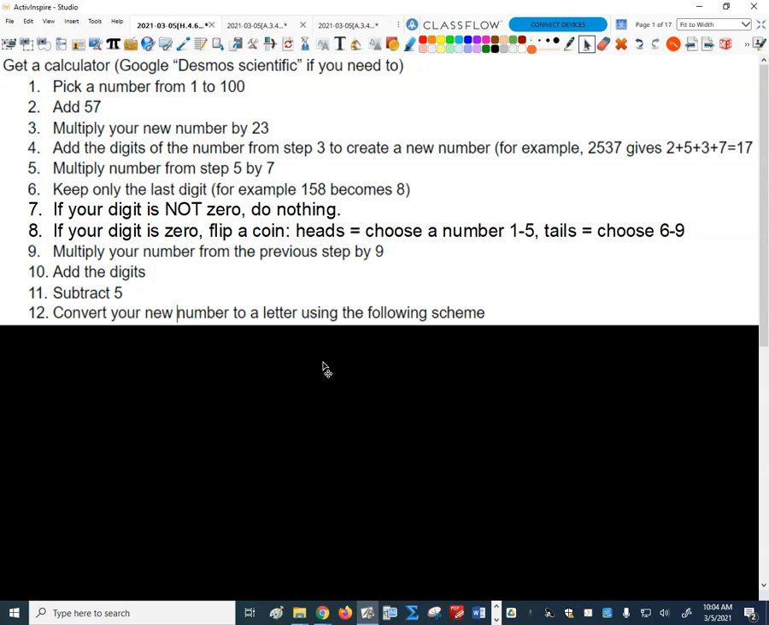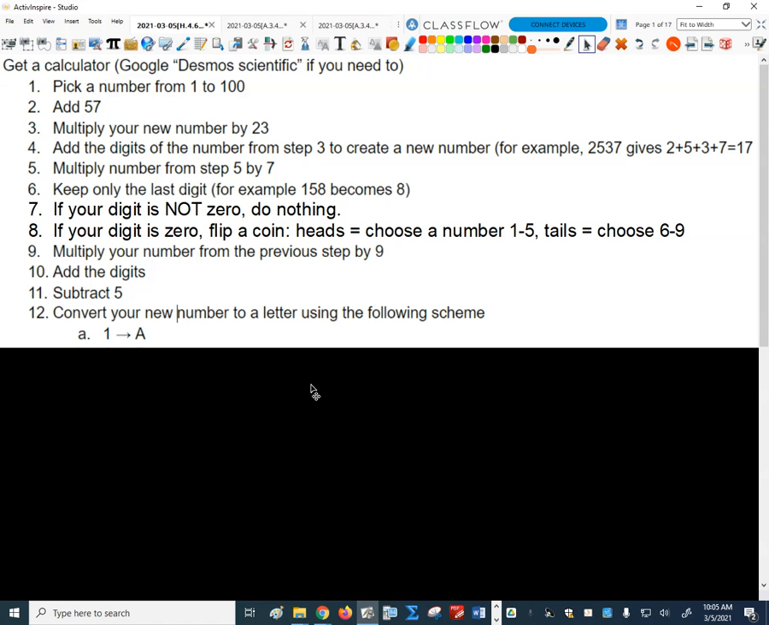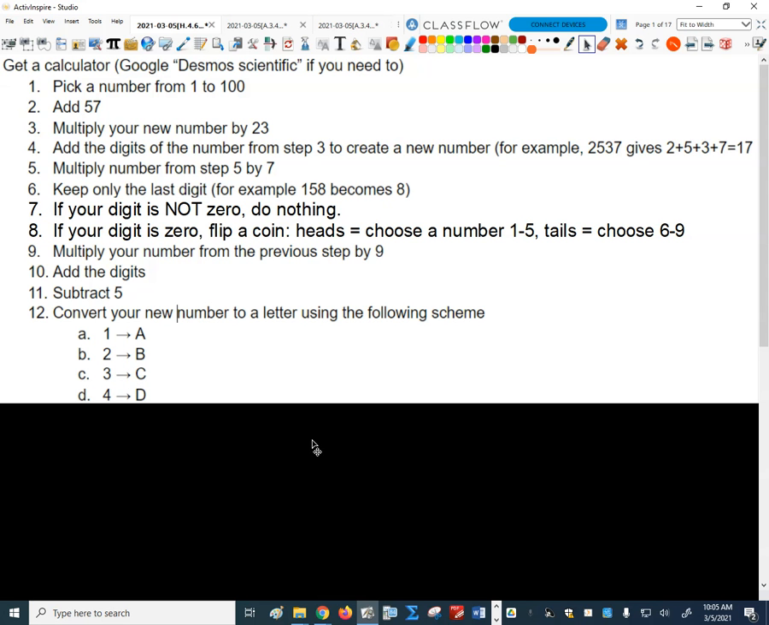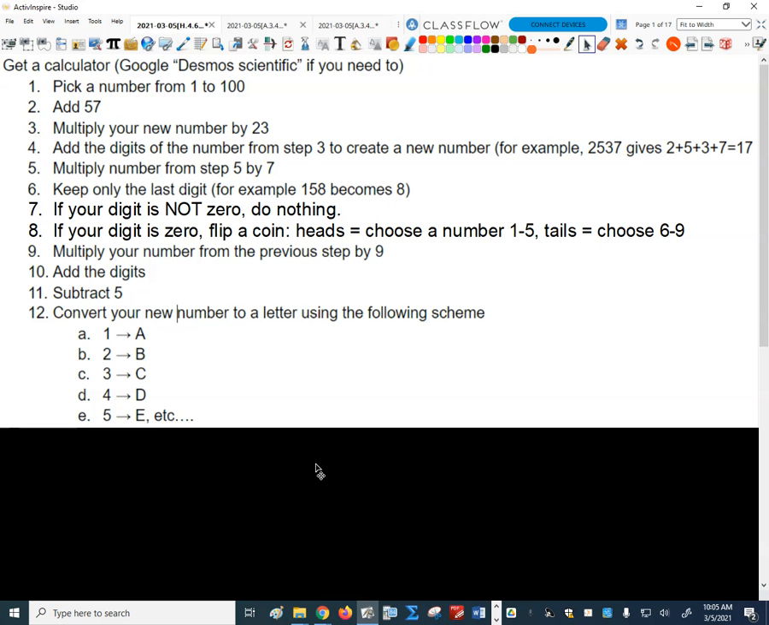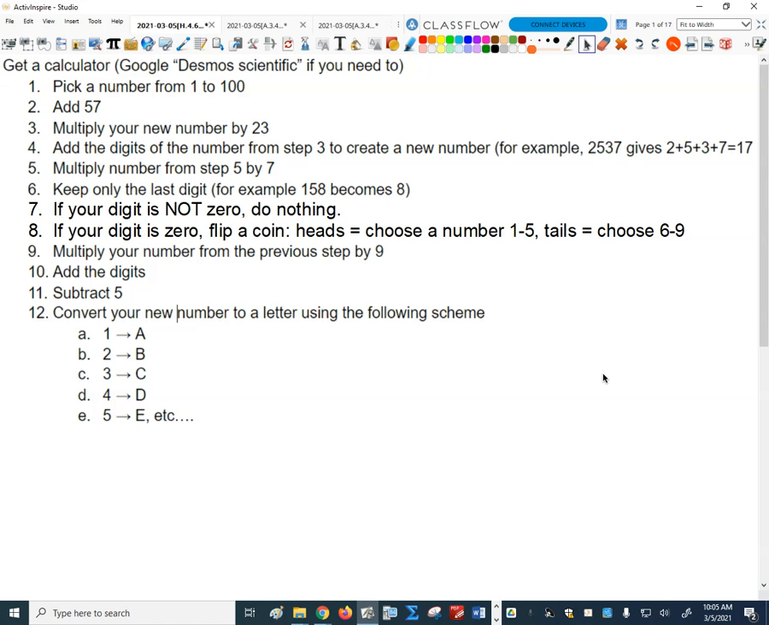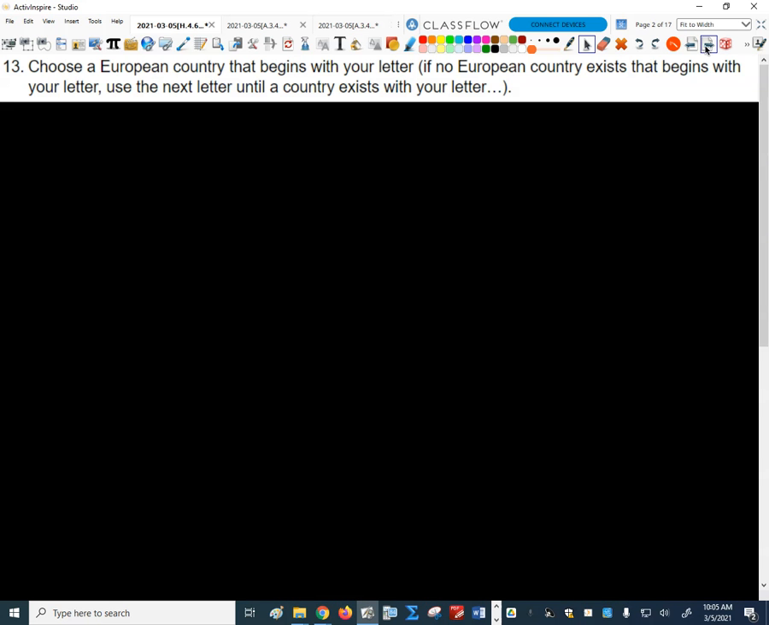Good stuff. Okay, now we're doing something strange. Now you're going to convert your number on row 11 to a letter. For example, if your number's a 1, write down an A. If your number's 2, a B, 3, a C, 4, a D, 5, an E, etc. So you should be writing down a letter in row 12. Type a 12 when you're done. Okay? All right, next step.